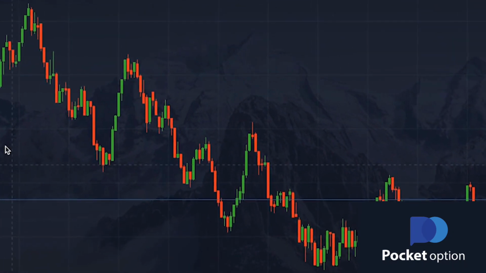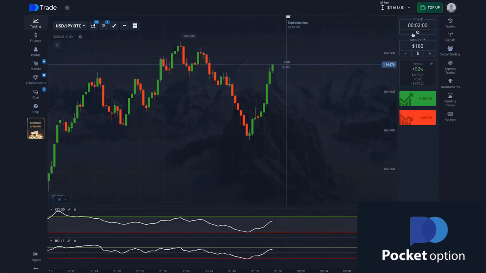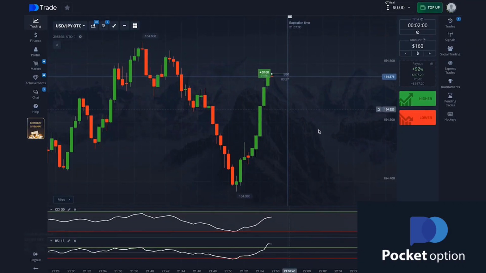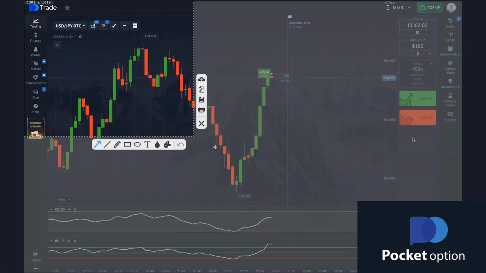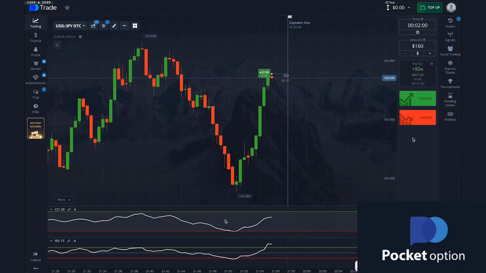Let's get to trading. I found the first situation. Let's set the expiry time to 2 minutes and I will make a long trade for $160. Now let me explain how this strategy works. Look, the chart shows an upward motion, and here we see the indicator touching the lower red line and the RSI indicator performing a similar touch. And we need to make a trade immediately after the touch or before both indicators touch the green line.